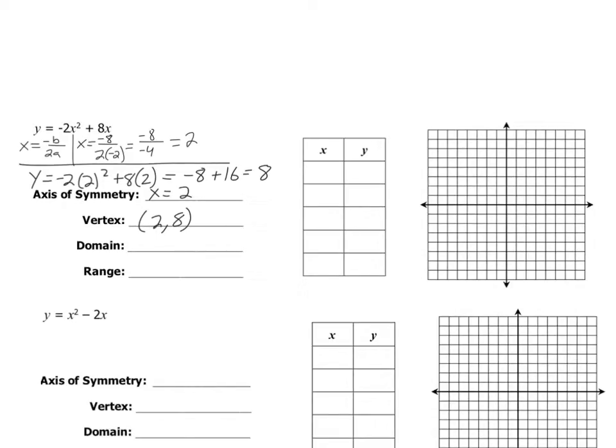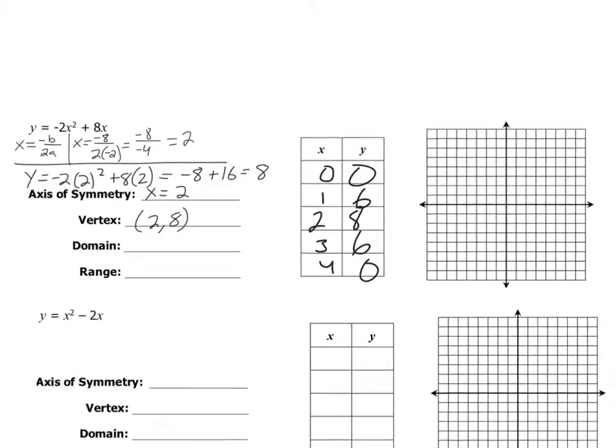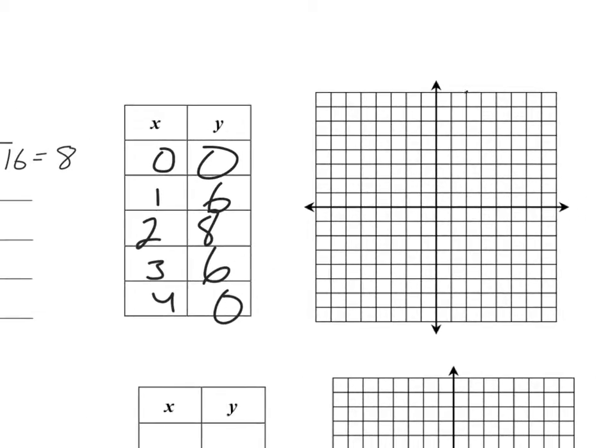So then remember, we put the vertex in the middle row of our table, 2, 8, and then we just fill out the rest of the table, 1, 0, 3, 4, and you plug all of those values into your calculator, and if you do that, you would get 0, 6, 6, and 0, and then just graph it. Well, 2, 8 is going to be all the way up here. 1, 6 is going to be over here. 3, 6 is going to be over here. 0, 0 will be down here. 4, 0 will be down here. And you draw your parabola.